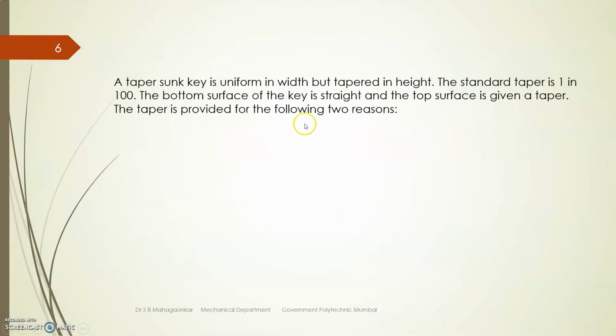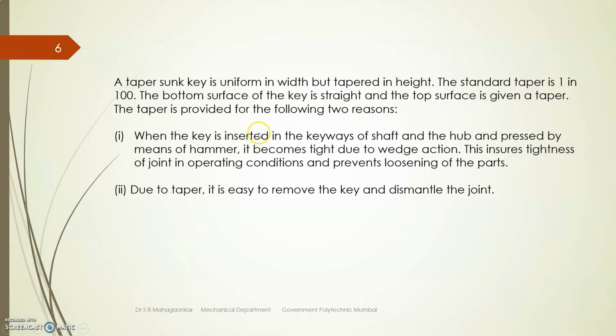Okay. So a taper sunk key is uniform in width but tapered in height. So the top plane is tapered. The standard taper is 1 in 100. The reasons for that are given below. When the key is inserted in the keyways of the shaft and the hub and pressed by means of a hammer, it becomes tight due to the wedge action. This ensures tightness of the joint in operating condition and prevents the loosening of the parts.